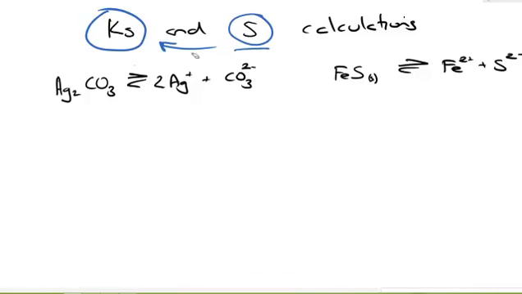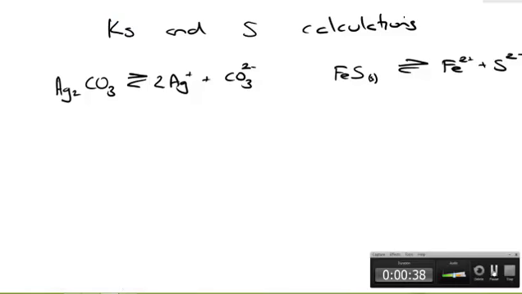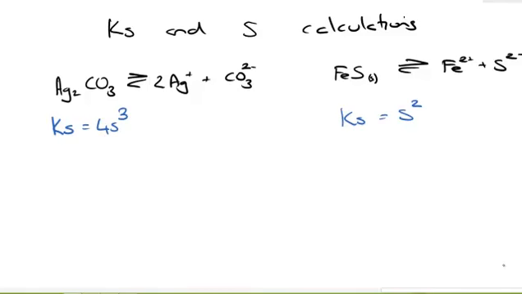Now, I'm calculating Ks. Okay, if you're asked to calculate Ks, if it's a 1 to 2 ratio like this, you're going to be using Ks equals 4s cubed. So you have to know the solubility. If it's a 1 to 1 ratio like this, you have to know the solubility to work out Ks. Now, they can just give you an S value, the solubility in both cases, in which case it's reasonably straightforward. But there are other ways of doing it.